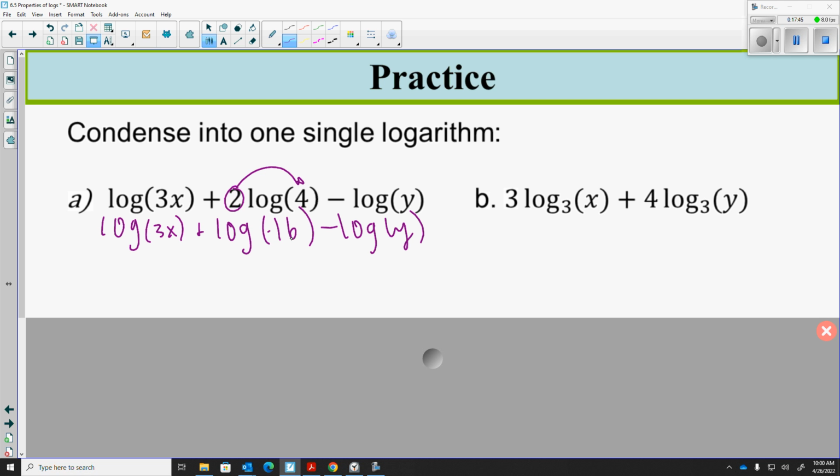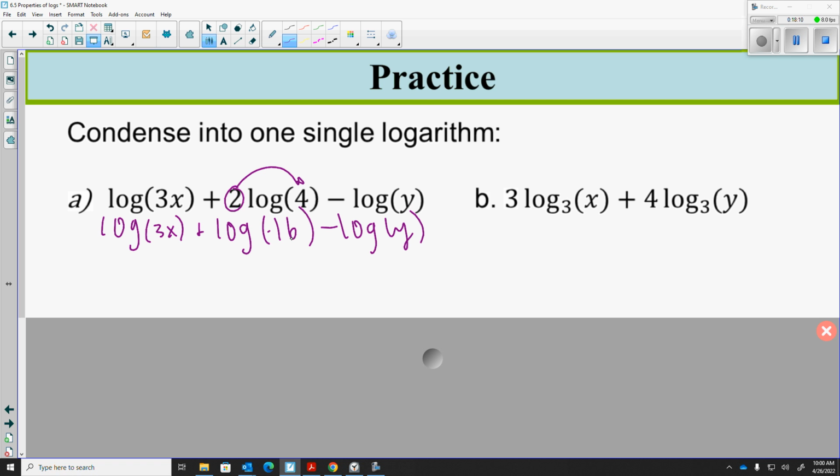So I made this an exponent, right? It was 4 squared, and 4 squared is 16. Okay? Now I'm just using each rule one at a time. Let's just go left to right. This is log of 3x plus log of 16. First question is, do these have the same base? Yes. What is the base? It's 10, right? Because it's not written, so you know it's 10.